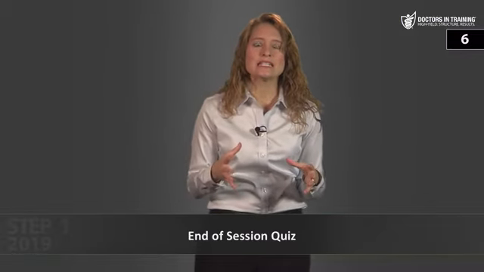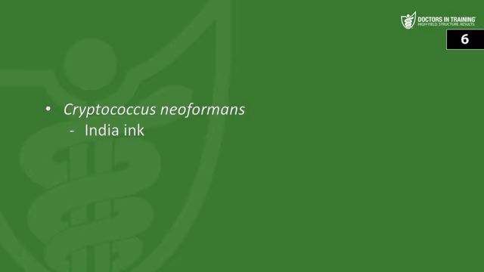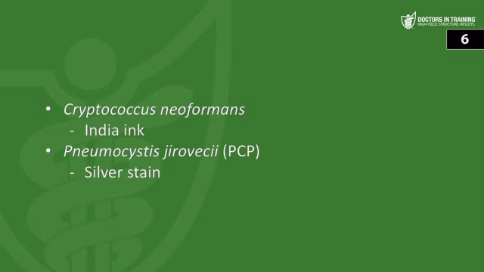Okay, next. What stain is required to see the following organism or substance? For Cryptococcus, you can use India ink. For PCP or Pneumocystis, you can use silver stain. For chlamydia, you can use a Giemsa stain.